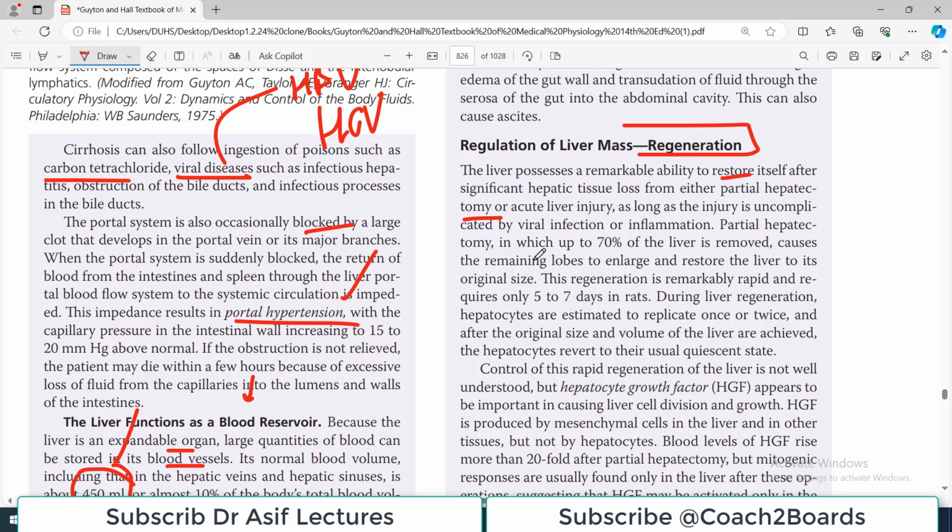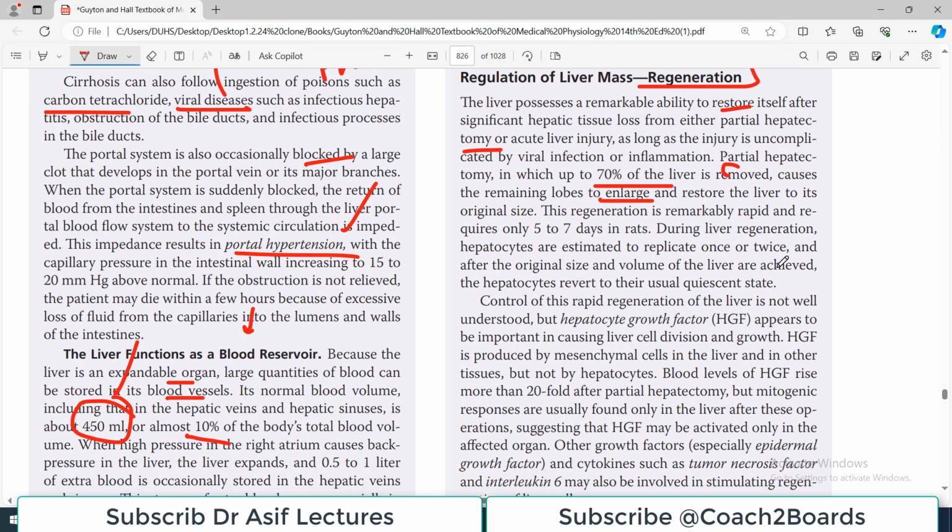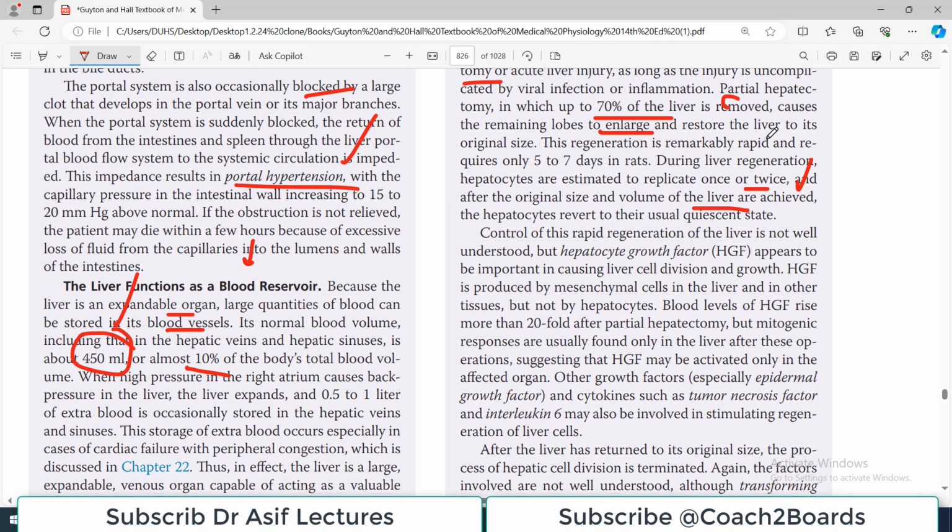Partial hepatectomy, in which up to 70% of the liver is removed, causes remaining lobes to enlarge and do the job. So there is a considerable capacity of regeneration. During liver regeneration, hepatocytes are estimated to replicate once or twice, and after the original size and volume of the liver is attained, the replicative process stops.